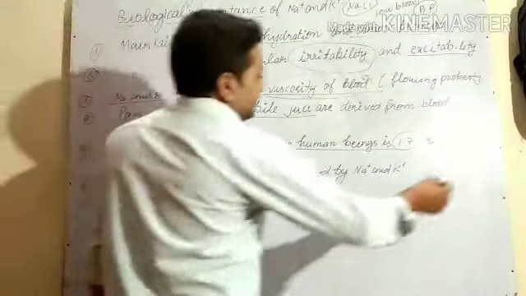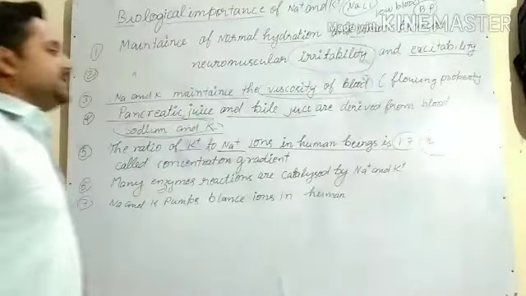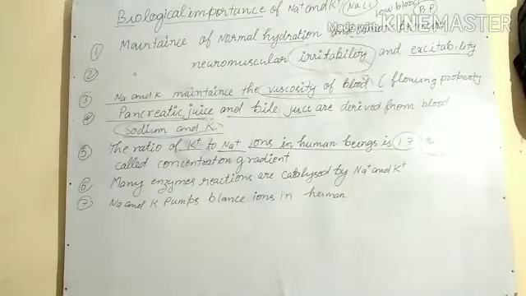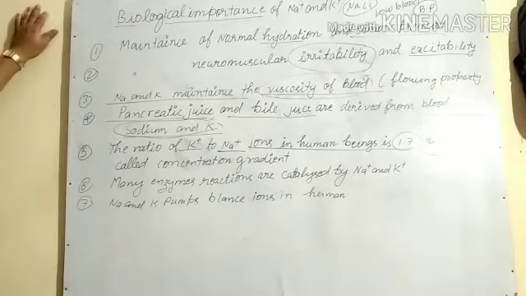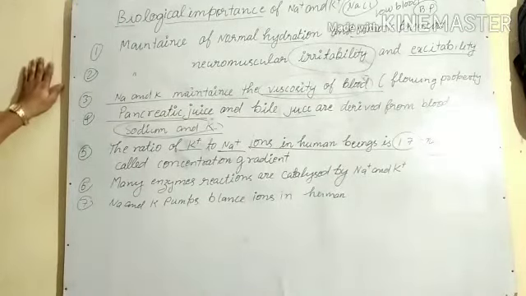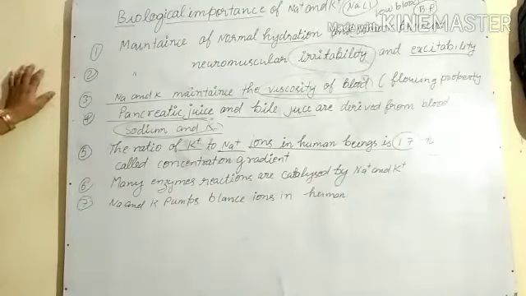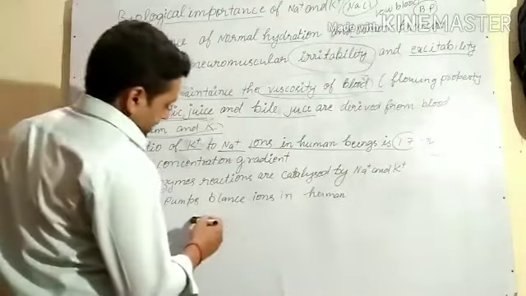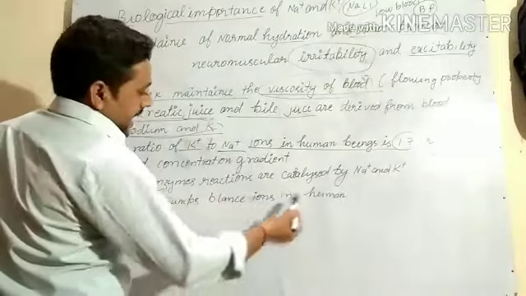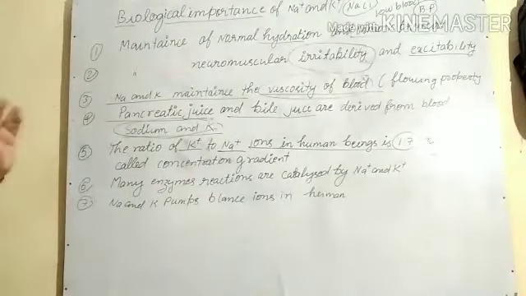One question may be here, what is concentration gradient? So the ratio of sodium to potassium is called concentration gradient. And how much is that? That is 1:7. Many enzyme reactions are catalyzed by sodium and potassium. Last, sodium and potassium pumps balance ions in the human body. Means sodium and potassium pumps help to balance ions in the human body system.